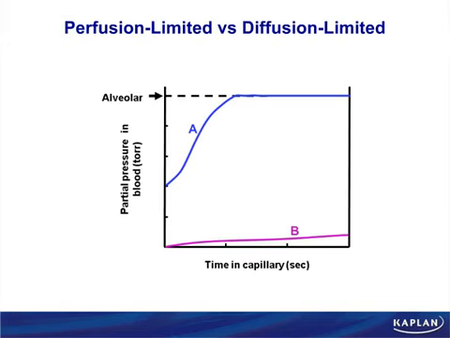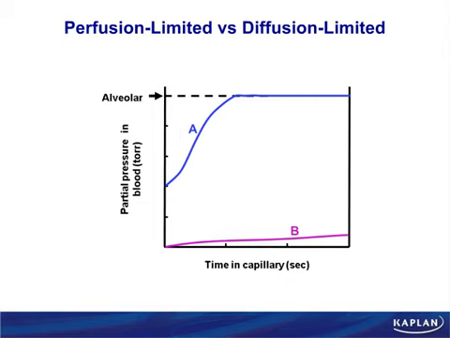This picture is not in your book, but I bring it in because it's a very high yield pictorial representation of perfusion limited versus diffusion limited. All right, let me try to set this up. From left to right, we have time in the capillary. So there's only a certain period of time that the blood is in the capillary. So just imagine you have a chunk of blood going through the capillary in this time frame. On the left will be the partial pressures in the blood. Notice that curve A starts at a certain partial pressure. Curve B starts at 0 partial pressure.